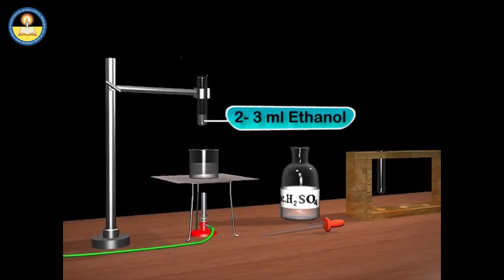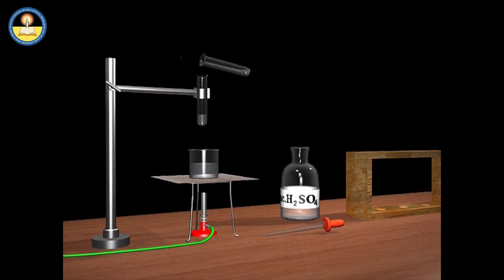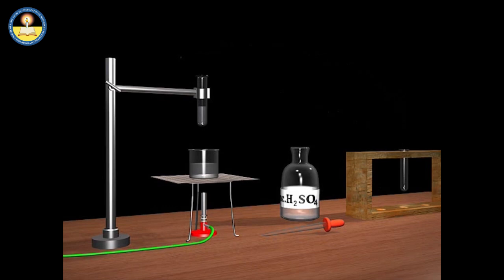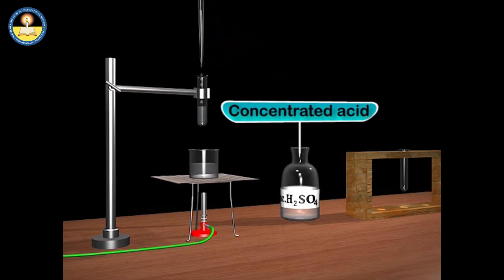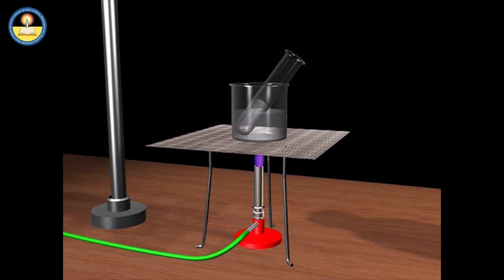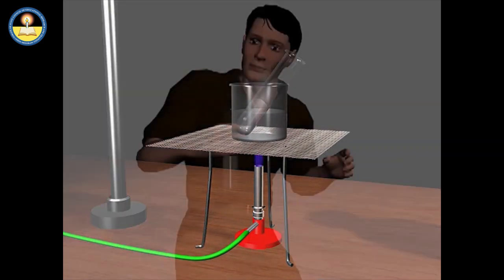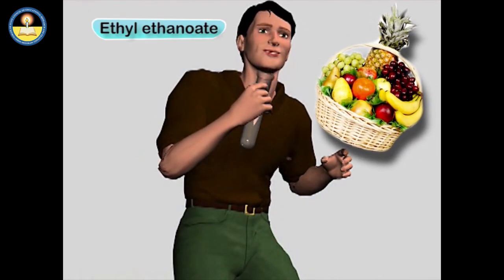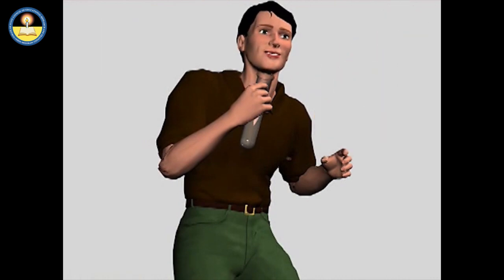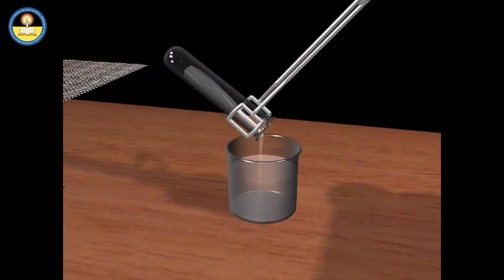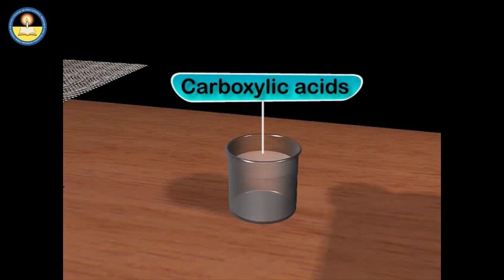We take 2 to 3 ml of ethanol and 2 to 3 ml of ethanoic acid in a dry test tube. To this mixture, carefully add a drop of concentrated sulfuric acid. Next, we warm the test tube in a hot water bath for 4 to 5 minutes. A sweet, fruity smell of the ester, ethyl ethanoate, comes out of the tube. This activity is carried out to identify alcohols and carboxylic acids.